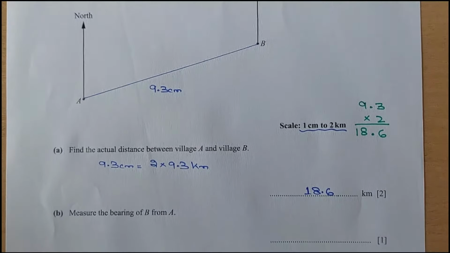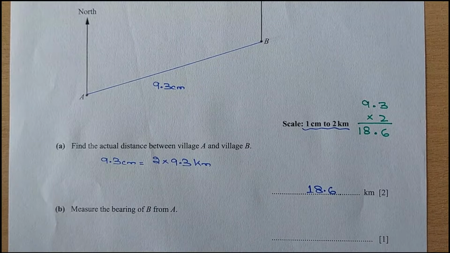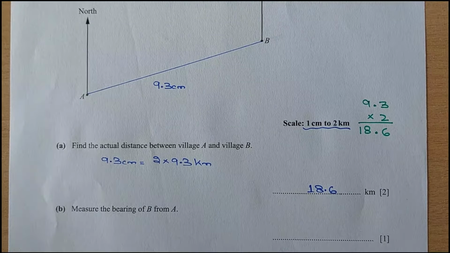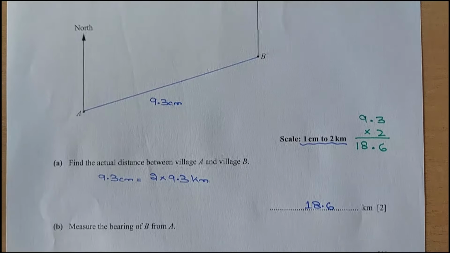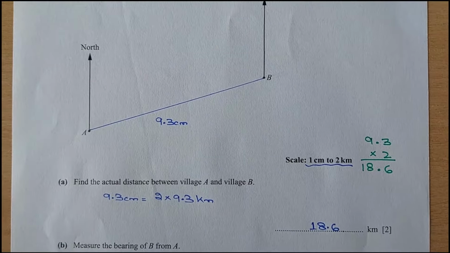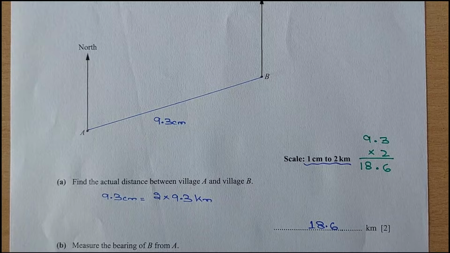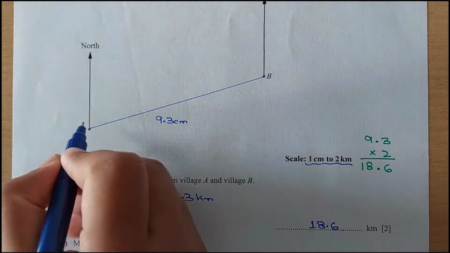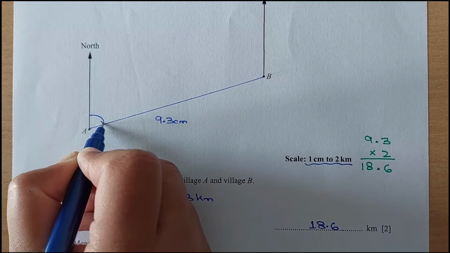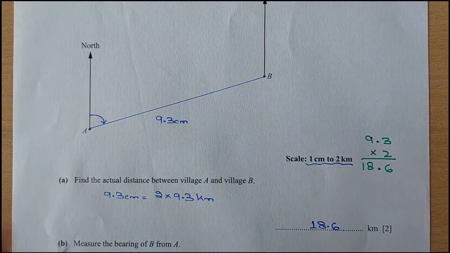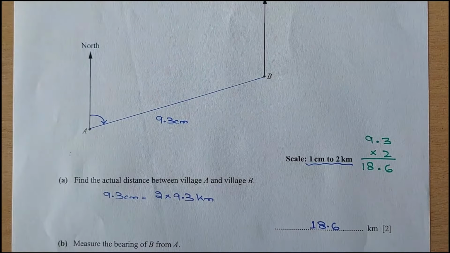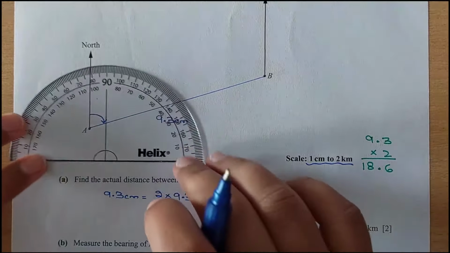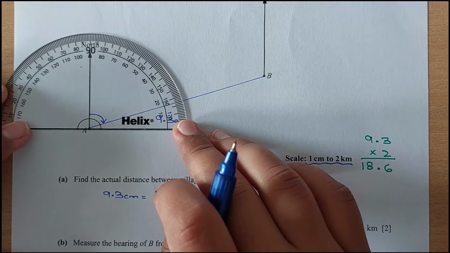Now for part B, measure the bearing of B from A. So it means we need to draw the north line at A. The north line is already drawn here. Bearing is basically a clockwise angle from the north line to this line, so this angle we need to measure. From A, from the north line, it's a clockwise angle.